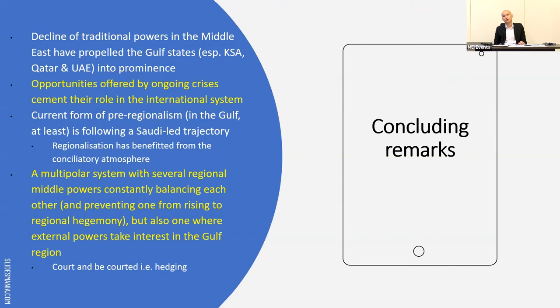But I'm going back to the point about middle powers. The Middle East really now has a few regional middle powers which are constantly balancing each other out. But also, this is a region where external powers, and not just the US, but external powers such as China and, of course, Russia, take an interest in the Gulf states. They court the Gulf states, and the Gulf states court them back. And this all comes to the whole strategy of hedging, where you diversify your partners, so that when you lose out on one, you have another one as a guarantee or backup.